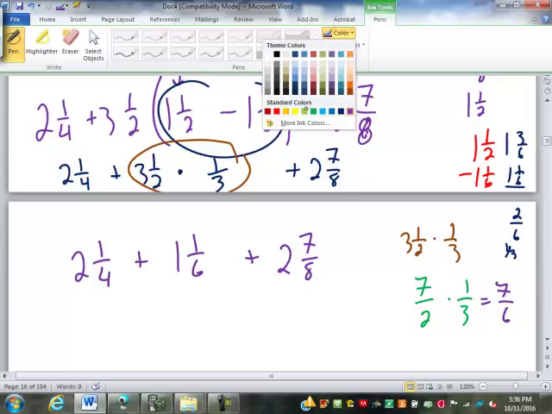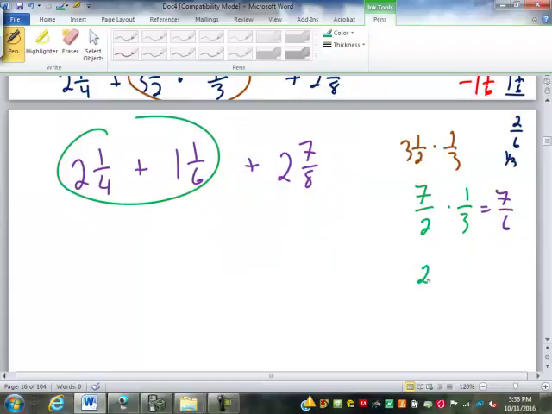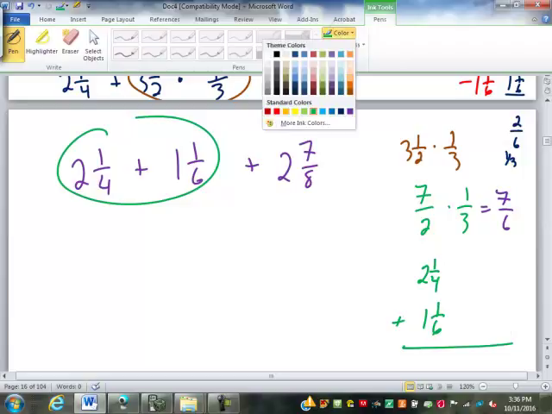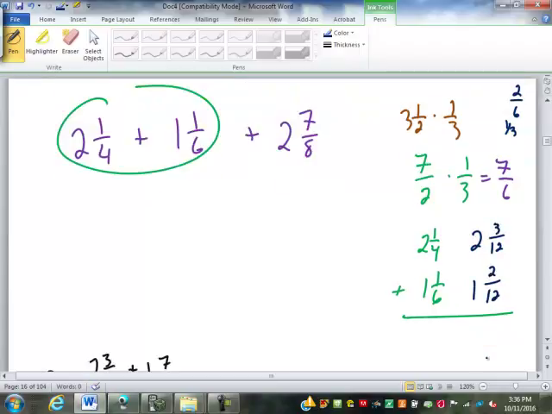Now we're just going to add left to right. 2 1/4 plus 1 1/6. We need a common denominator, which will be 12. This is 3/12 and 2/12. 3 and 2 makes 5/12. 2 and 1 makes 3. So 3 and 5/12.